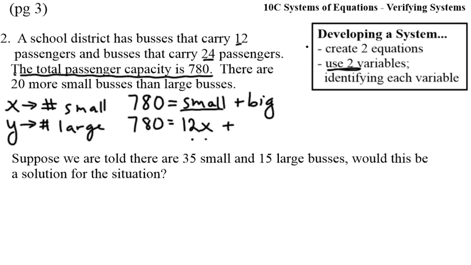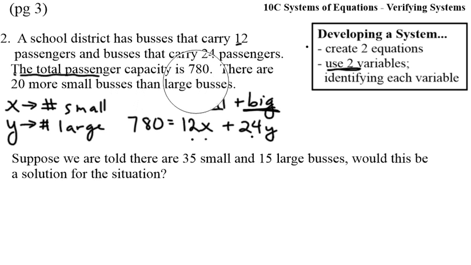Plus, there's going to be some students on the big buses. How many students exactly? We're not sure, but we do know there'll be 24 kids on 1 bus or 2 buses or 3 or 4 or 5 or 10 or whatever. 24 passengers on however many large buses there are. So there's the first equation that we need to work with in our system. 780 total students are going to be made on X number of small buses with 12 passengers each, or Y number of big buses with 24 each.